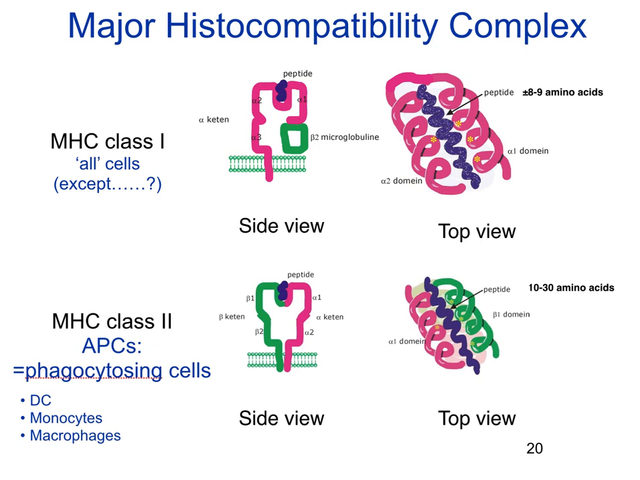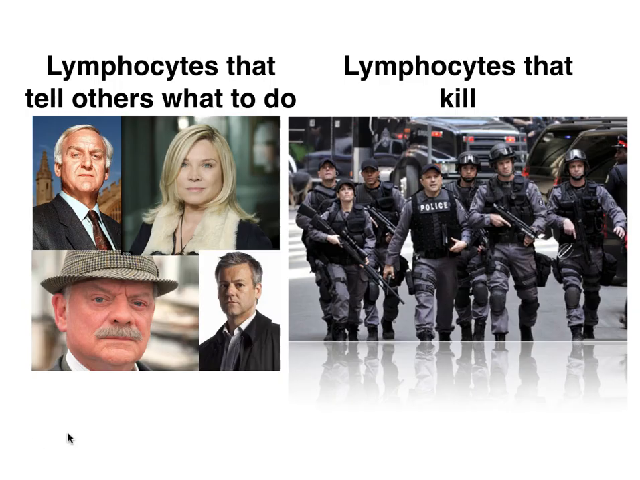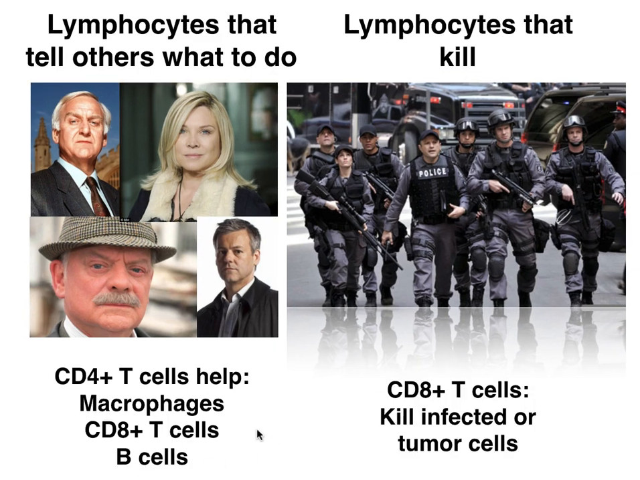Why do you have these two molecules? That's because they present antigens to different types of T lymphocytes. Remember that I told you there are two types of lymphocytes. There are lymphocytes that tell others what to do, CD4 positive T cells, and there are lymphocytes that can kill, the CD8 positive T lymphocytes. So the CD4 positive T cells can help macrophages, CD8 positive T cells, and actually B cells as well in their functions. And CD8 positive T cells kill infected or tumor cells.